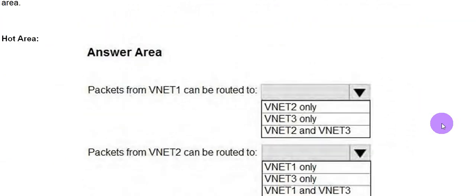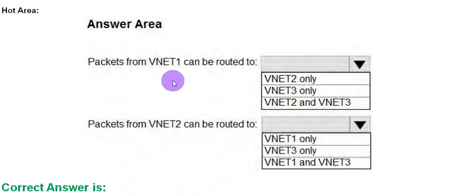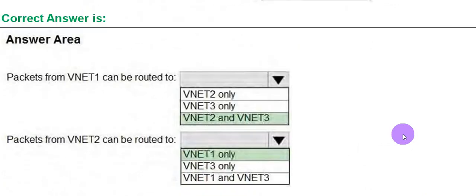This is the hot area. The table shows packets from VNet 1 can be routed to, and packets from VNet 2 can be routed to. This is the answer part, the ones highlighted with green color.